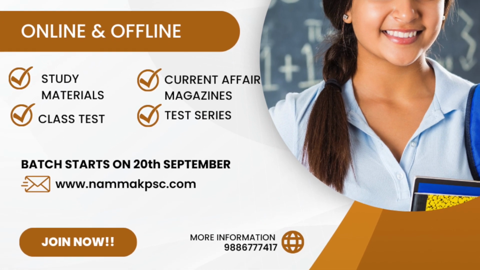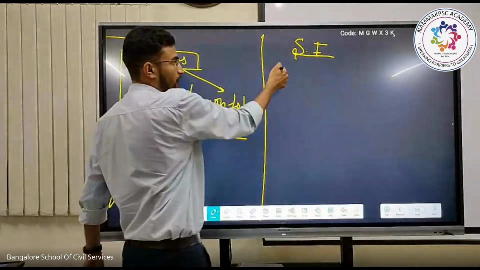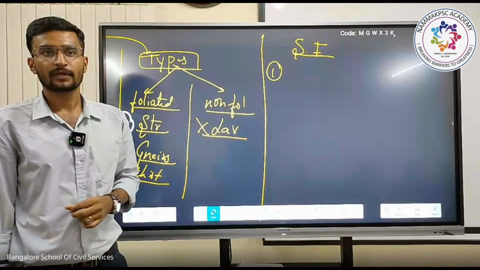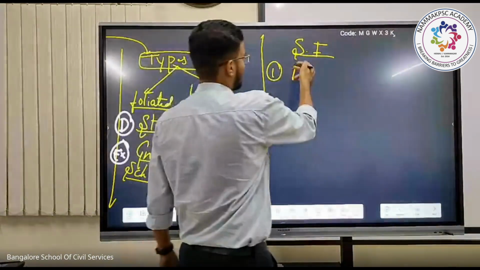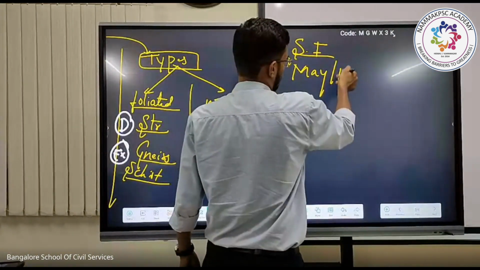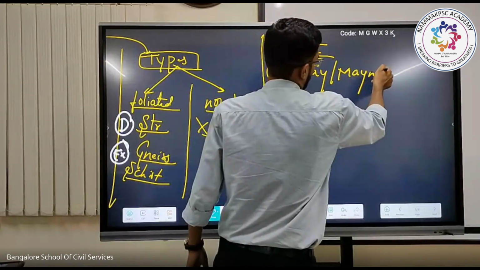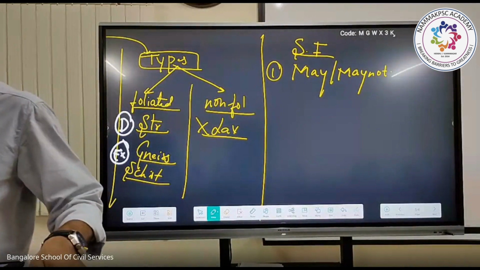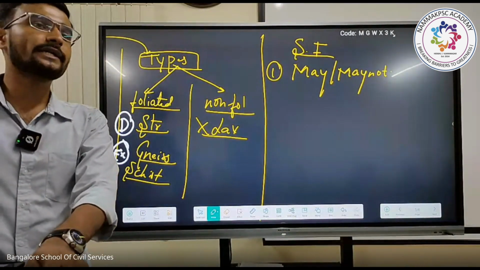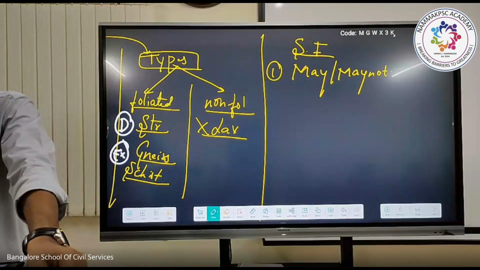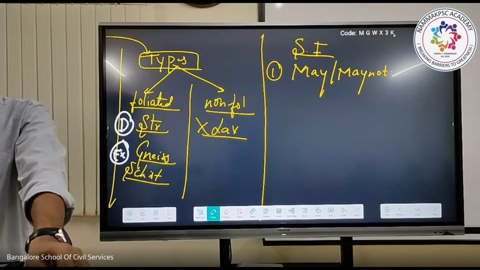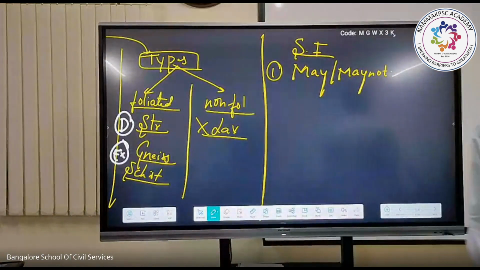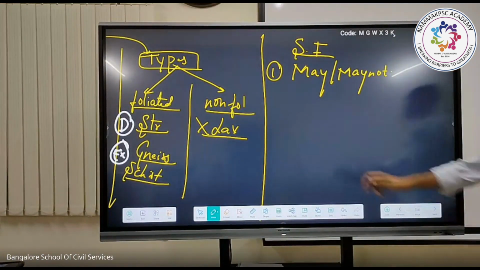What is the first and foremost feature? With respect to fossils, it may or may not contain the fossils. First and foremost one. What about the second salient feature?